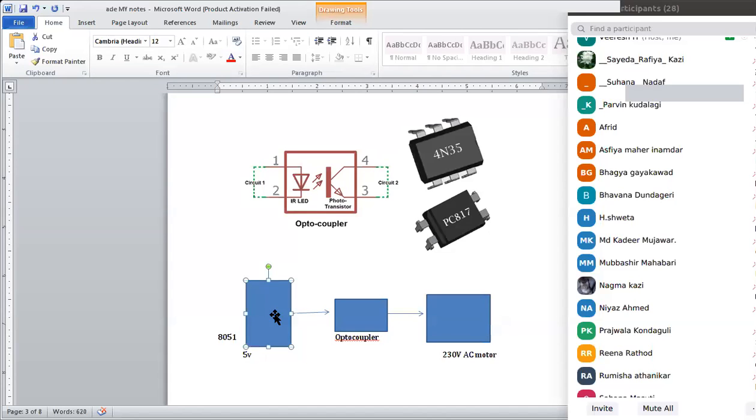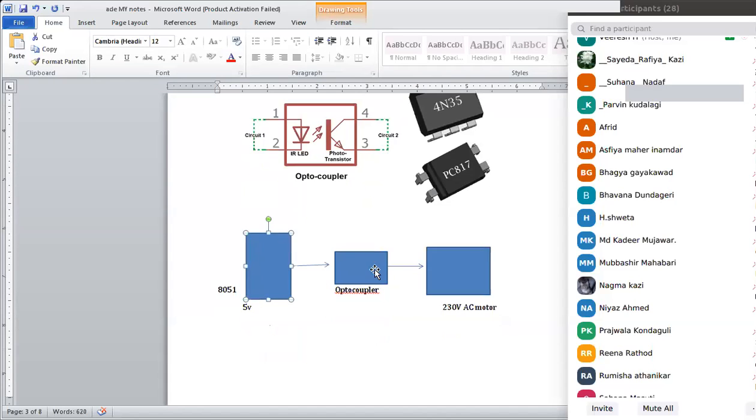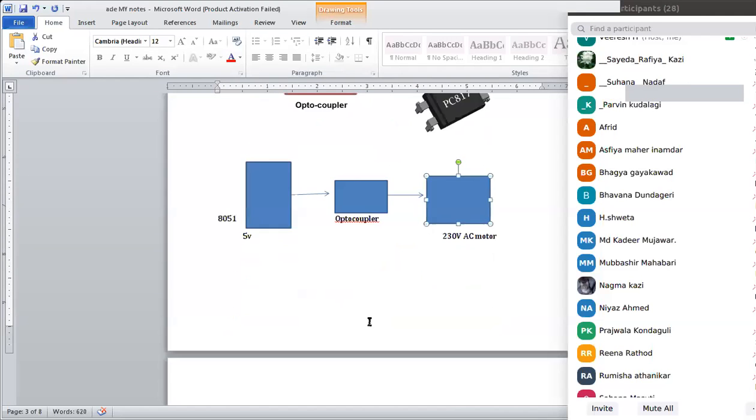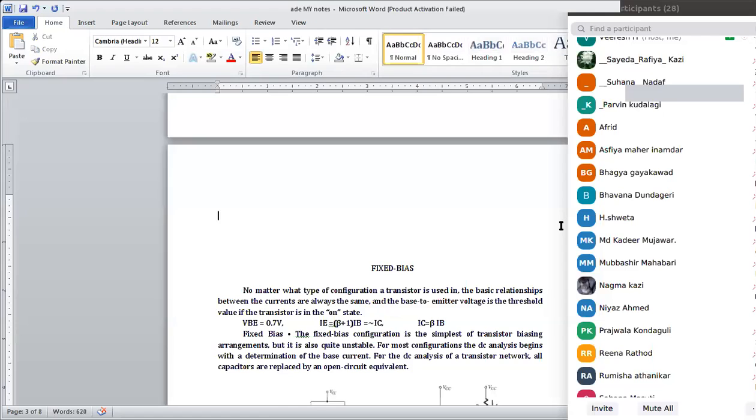Right. Is that okay? Yes, sir. Okay, fine. Then we go for BJT. What is BJT? Bipolar junction transistor.